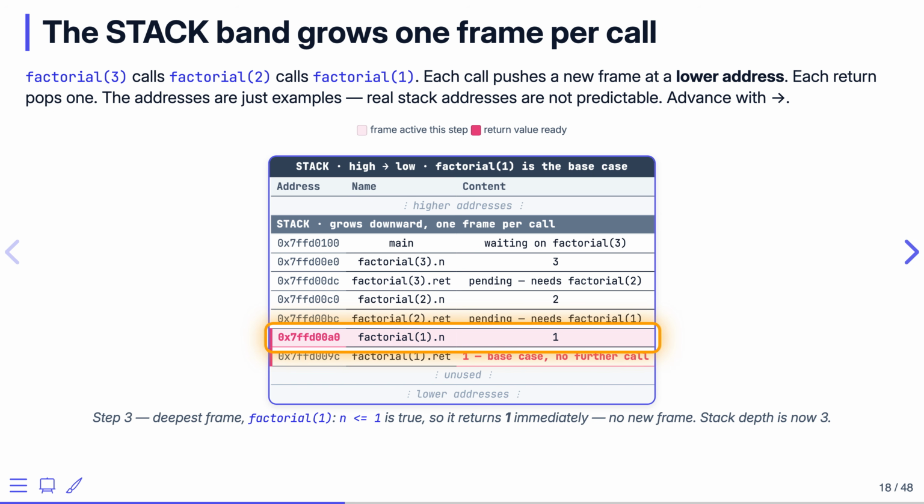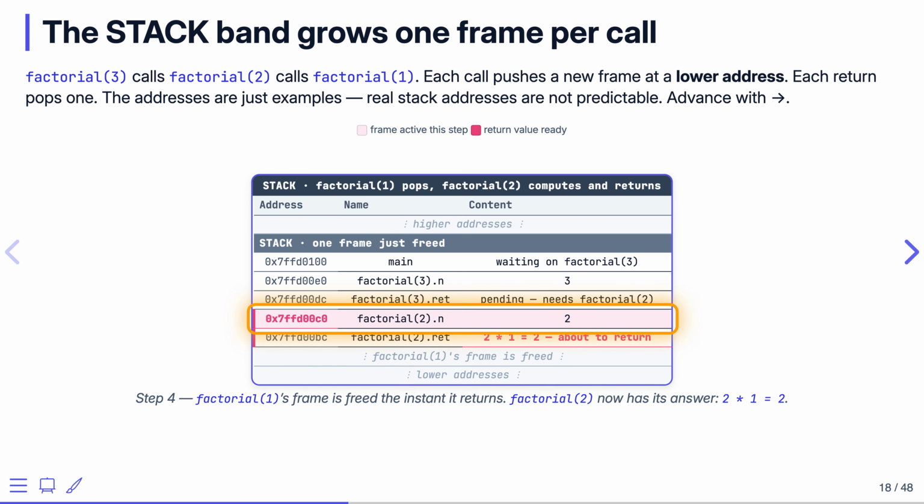One more call. Factorial of 1 is pushed, even lower. This frame holds n is equal to 1. Factorial of 1 is the base case. It returns 1 right away. It does not call anything else, so no new frame is added. The stack is now 3 frames deep.